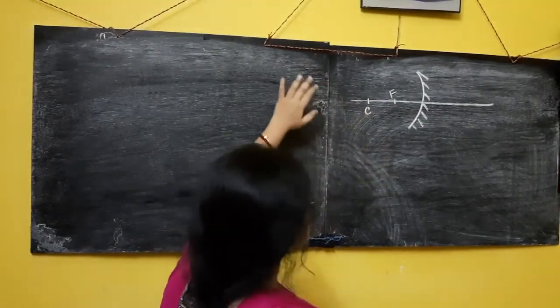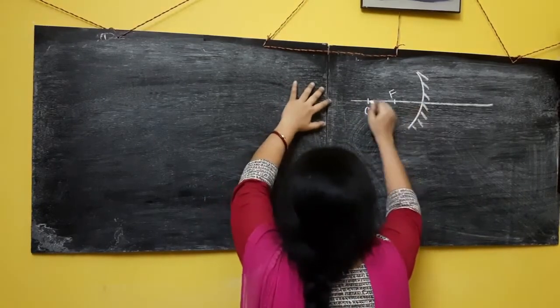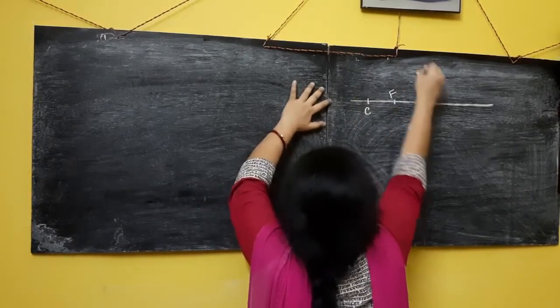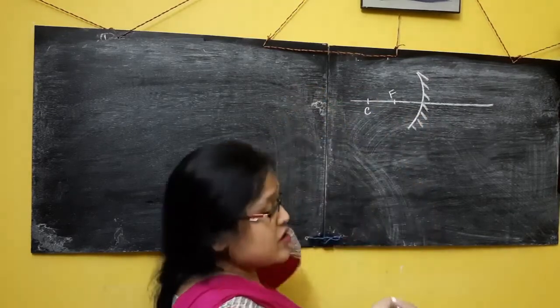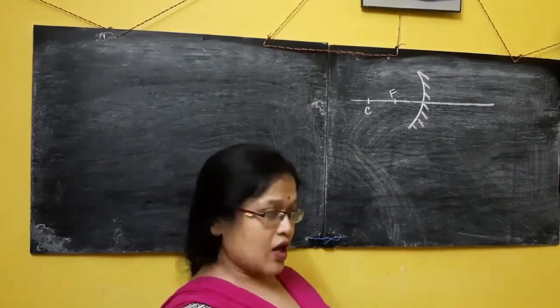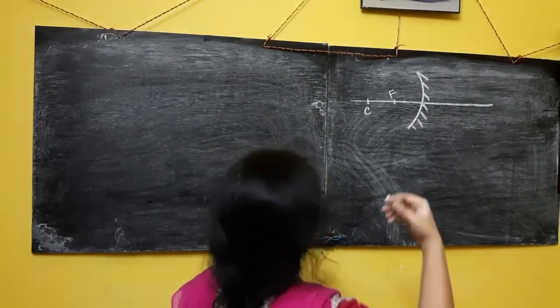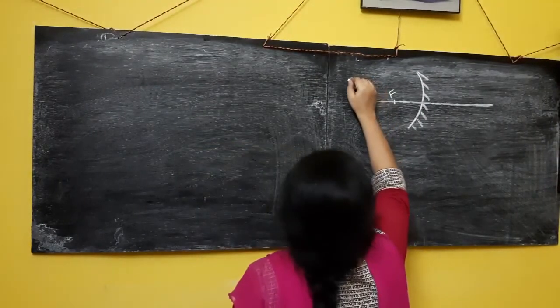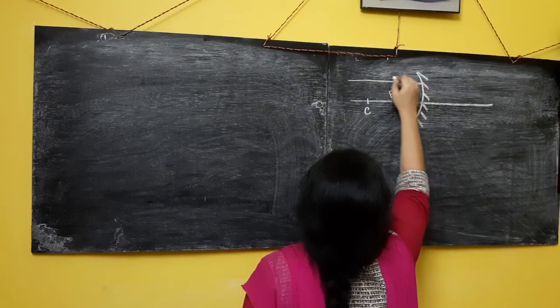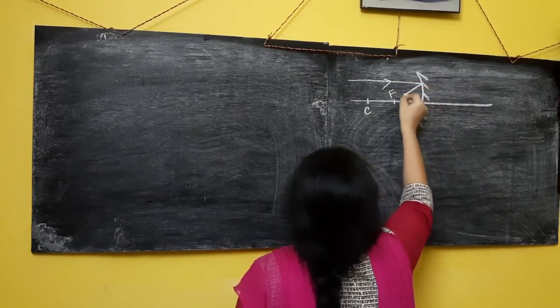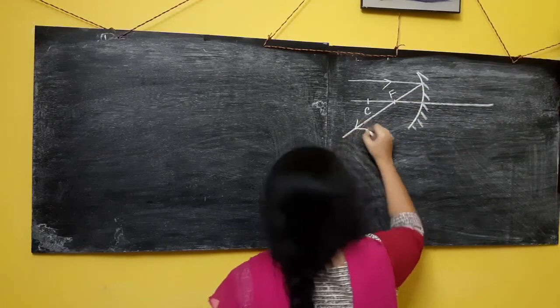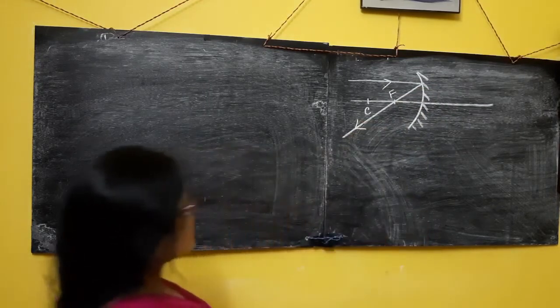So what is the radius of curvature? This is the radius of curvature. If this is a curved mirror, it is part of a sphere, so the radius of that sphere is the radius of the mirror. It is well known that if a parallel ray falls on the mirror, after reflection it will pass through the focus. So the first ray is done. Clear?